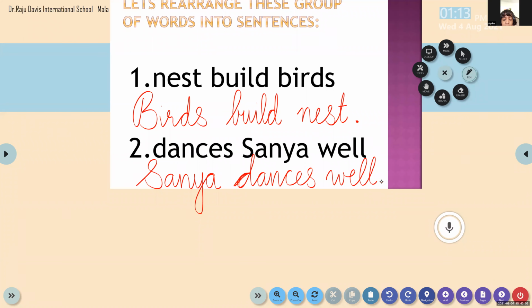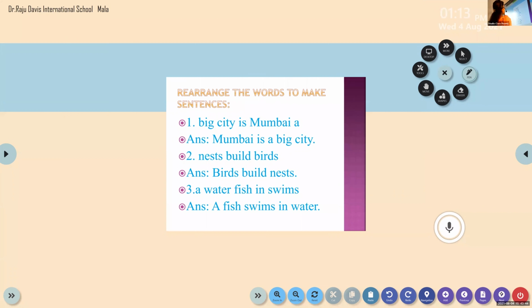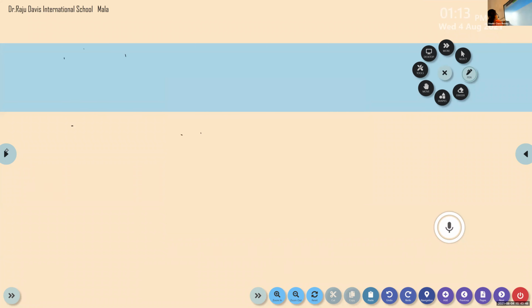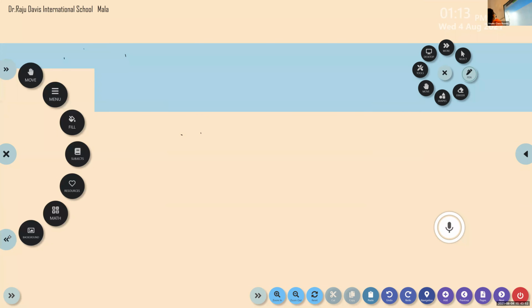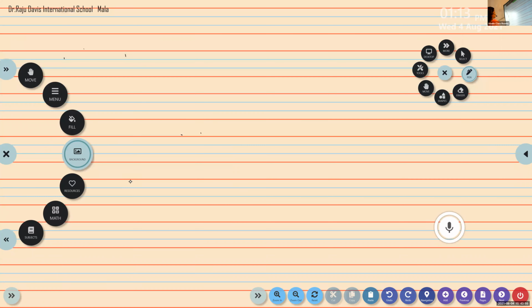Well done. So this is how we have already started with the exercise on page number 8 and 9. Let's continue with the third sentence. I hope all of you have understood. So now I kindly request you all to open your workbook. Take your pencils in your hand. We have already completed question number 1 and 2. Now let's move on to page 9. The answer keys, once we finish with it, I'll be sending it to you. Now all of you, please open your book.